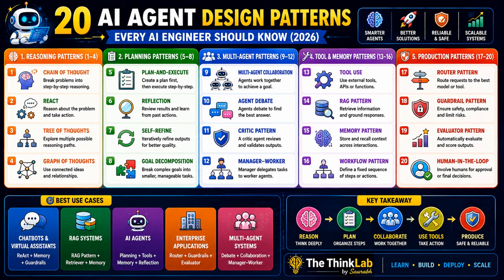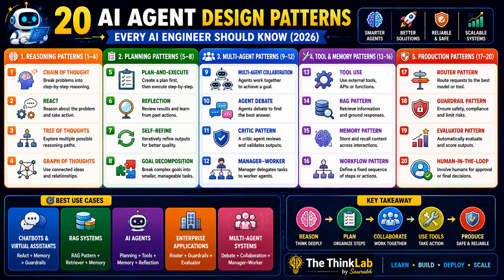The fourth one is graph of thoughts. Graph of thoughts extends the tree of thoughts. Instead of a tree, ideas are connected like a graph. So different reasoning paths can share information. This helps to solve very complex problems.